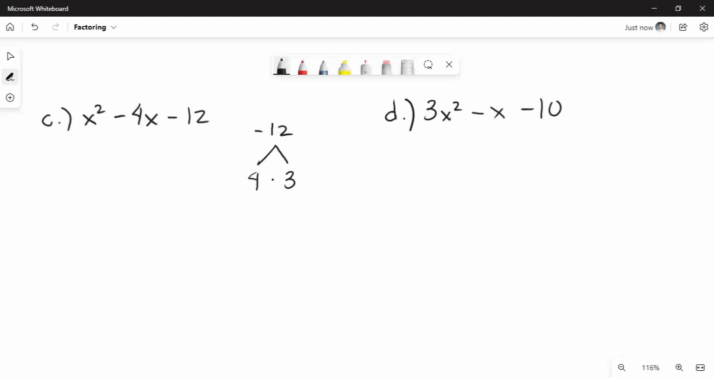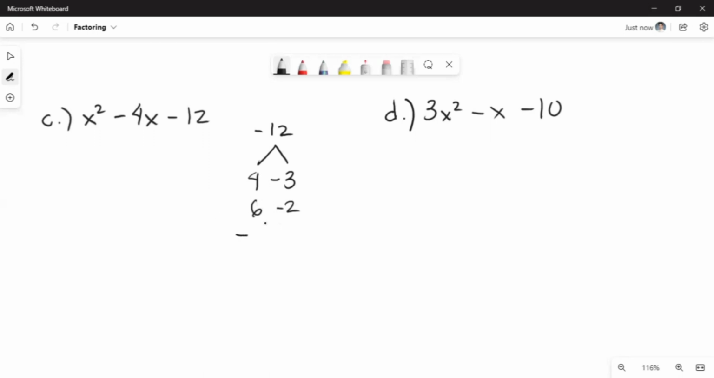Therefore, let's try 4 times negative 3, that is negative 12. But if we add those two, the positive 4 and negative 3, that will give us just a sum of positive 1. So let's try another factor. Let's try 6 and 2. Or try 6 and negative 2. If we try 6 and negative 2, the product of it is negative 12. But if we add 6 plus negative 2, that will give us positive 4.